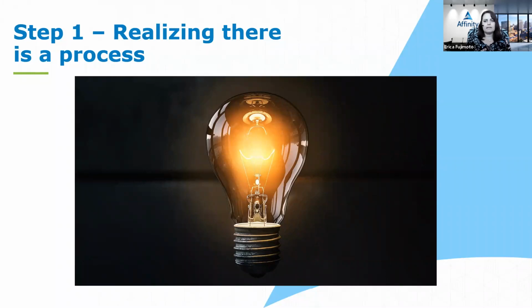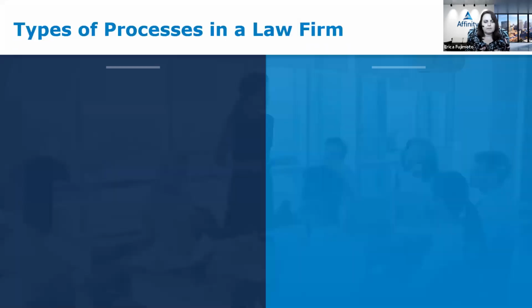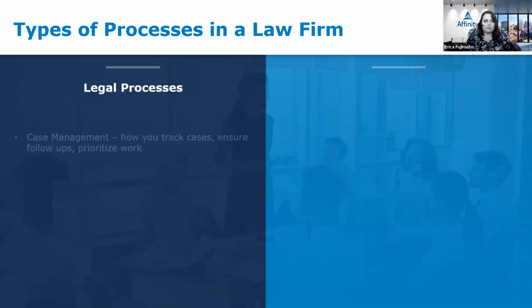I'm definitely not saying that you have to work from a task-based system in order to have a process, and in order to get benefit from mapping out that process. I'm simply saying that a process exists, and recognizing that really is the first step to mapping it out and improving on it. So with that, I thought it would be good to share some examples of processes in a law firm. And I'll start with legal processes.